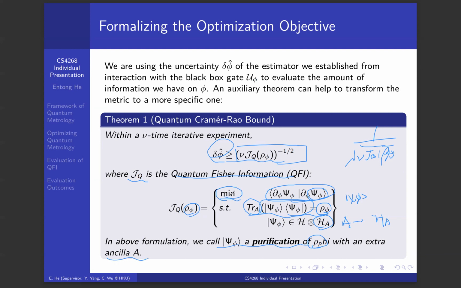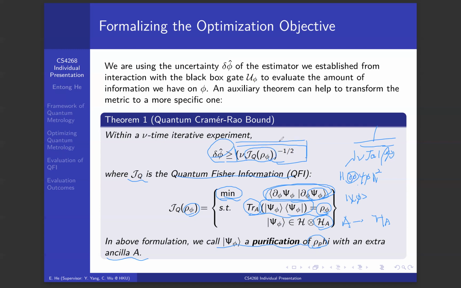So it tends to minimize the inner product, the norm of this vector, partial phi psi sub phi squared. This is taking the partial derivative with respect to the unknown parameter phi by treating this psi phi as a function, as a mapping of phi. And this is the quantum Fisher information, and we know that this is lower bounded by this one.